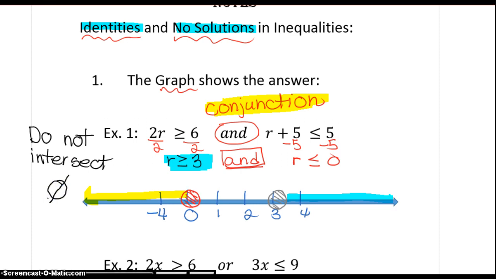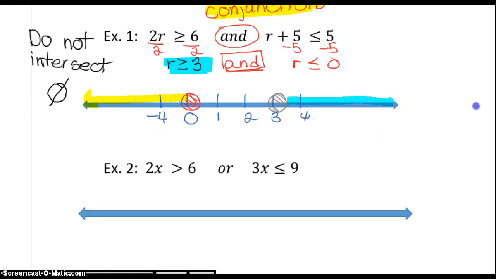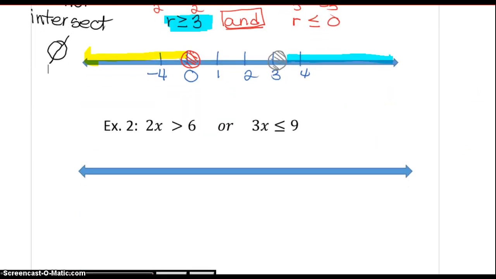Let's look at the next one. So again, at first it looked like we had a solution, but when we graphed it, it was clear that they do not intersect, so it is a no solution. Again, we have two very simple inequalities. So we just have x is greater than 3 or x is less than or equal to 3. Again, just graphing it on the number line.